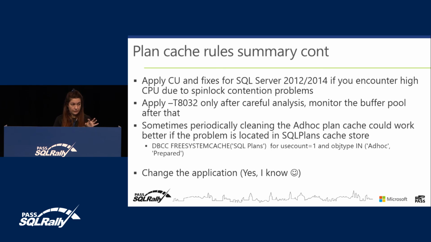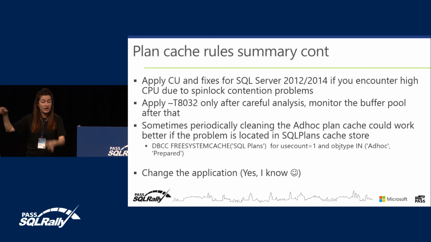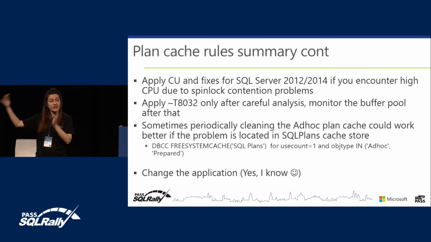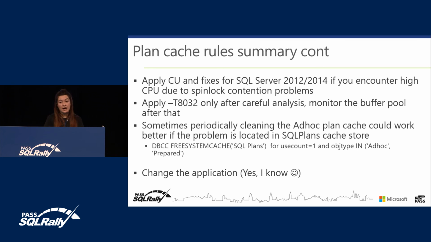I'm not suggesting for you to apply this trace flag. Instead of that, it's better to find the problem and to even remove those entries from the cache manually. You have DBCC FREEPROCCACHE for the particular plan or for the particular database or the particular object. So you can remove those problematic execution plans from the cache, or periodically clean the SQL plan cache store, the plan cache store for ad hoc plans. Sometimes it's better than enabling this trace flag, or, of course, you can change your application.